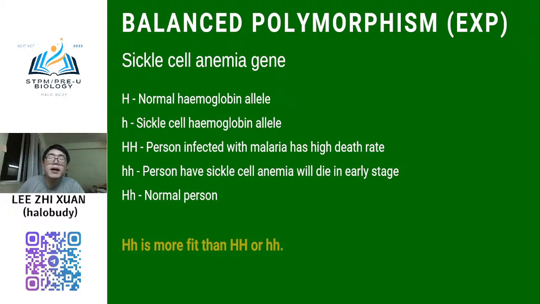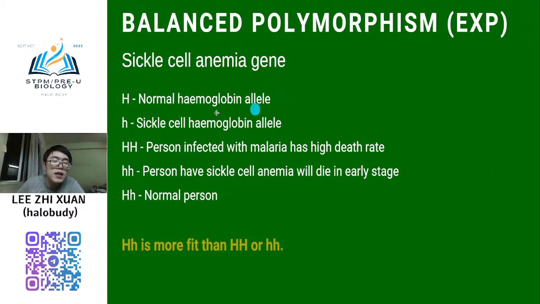Kematian dia sangat tinggi. Kalau lah dia infect malaria. But if not infected with malaria, memang normal people. But when the people with this kind of phenotype, this gene, are infected with malaria, it will have a high death rate. But when the people with this heterozygous carrier, what we call as carrier lah, is a normal person. Normal je lah, tak ada apa-apa lah.